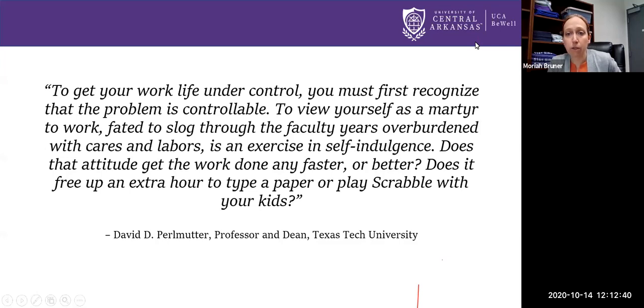And I love this quote. So I'm going to read it really quickly, and then I'd love to just hear your initial reactions to it. This is from David Perlmutter. He's a professor and dean at Texas Tech University, and he wrote, "To get your work life under control, you must first recognize that the problem is controllable. To view yourself as a martyr to work, fated to slog through the faculty years, overburdened with cares and labors, is an exercise in self-indulgence. Does that attitude get the work done any faster or better? Does it free up an extra hour to type a paper or play Scrabble with your kids?" Real quick, reactions to that. What do you all think about that?